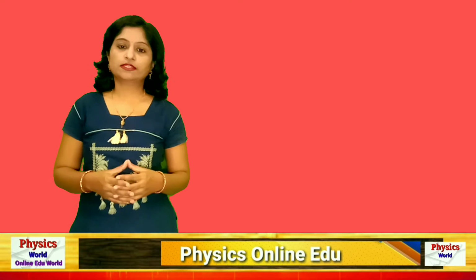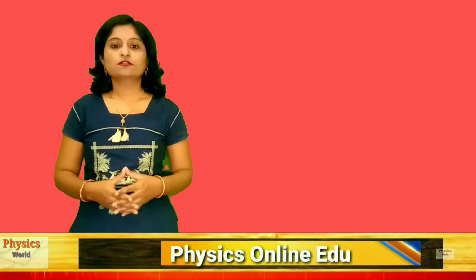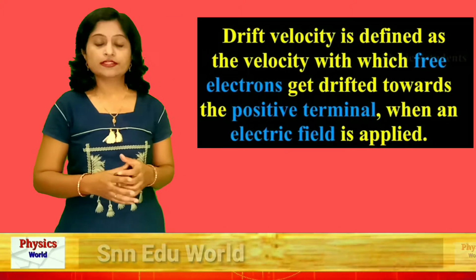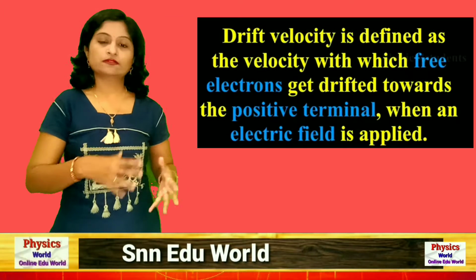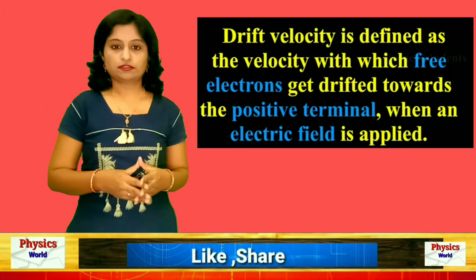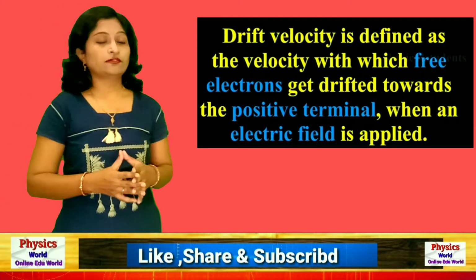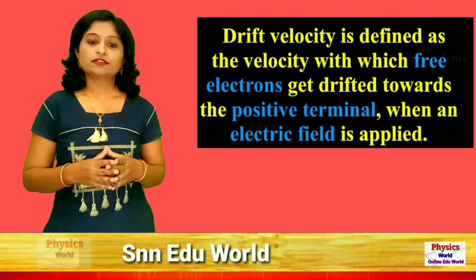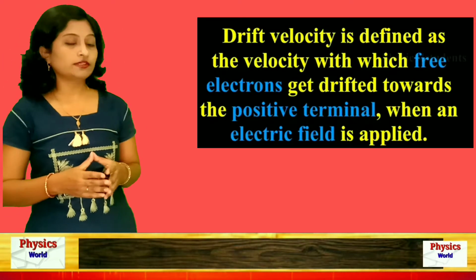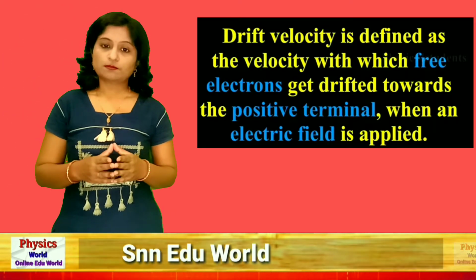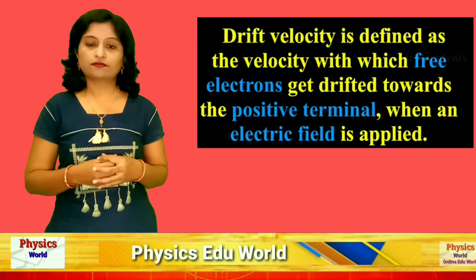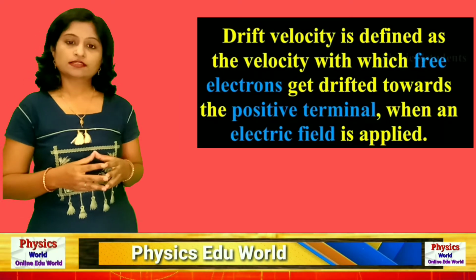So in today's lecture we are discussing the drift velocity of the electrons. First, what is drift velocity? Now see here, I have given the definition for the drift velocity. By this we can get the idea of the drift velocity. So see, what is the definition? Drift velocity is defined as the velocity with which free electrons get drifted towards the positive terminal of the battery or external electric field when an electric field is applied.